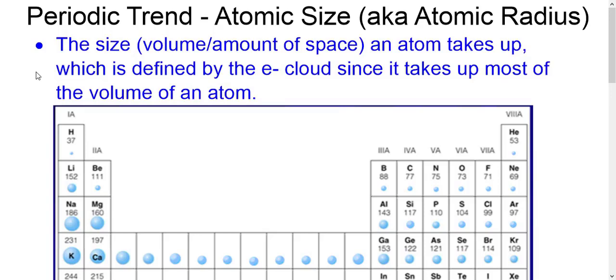Atoms are very, very small, but it's based off of about how much space the electron cloud takes up. Because remember, the nucleus is very, very small compared to the electron cloud, which makes up about 99% of the volume of an atom. So the size of an atom has everything to do with where those electrons are, what energy level, and then how they're being pulled by the nuclear charge, the effective nuclear charge in the nucleus. How many protons are there?